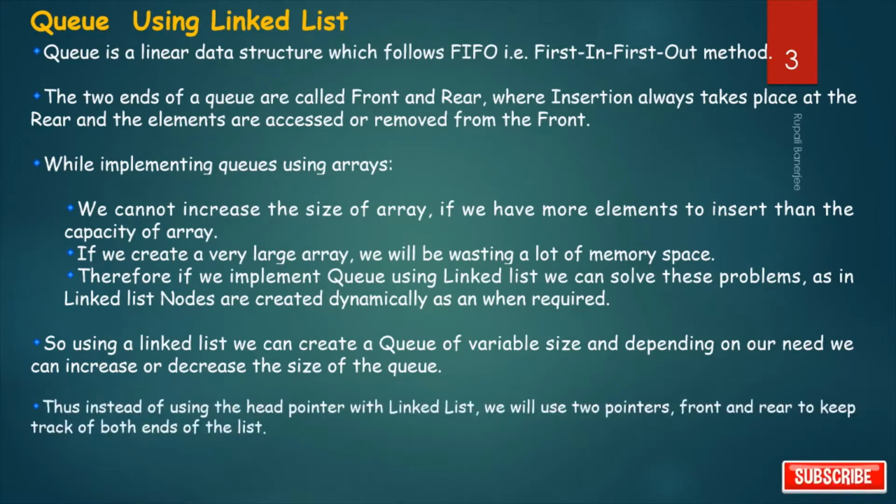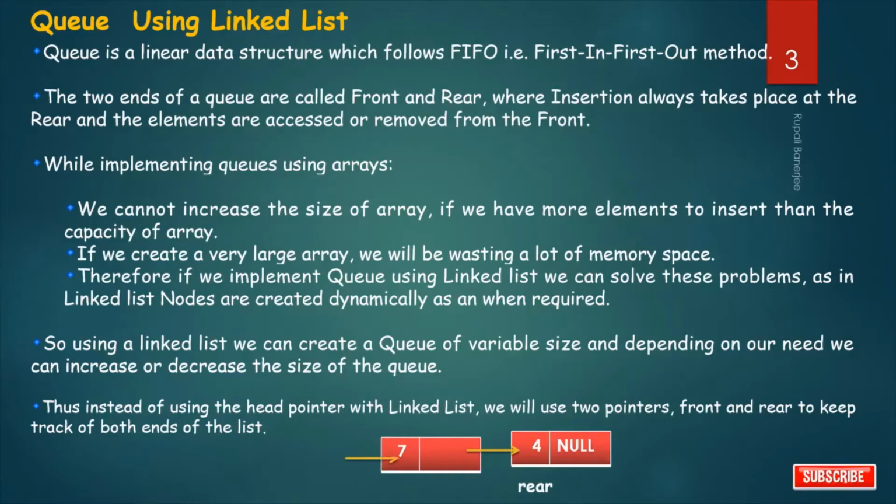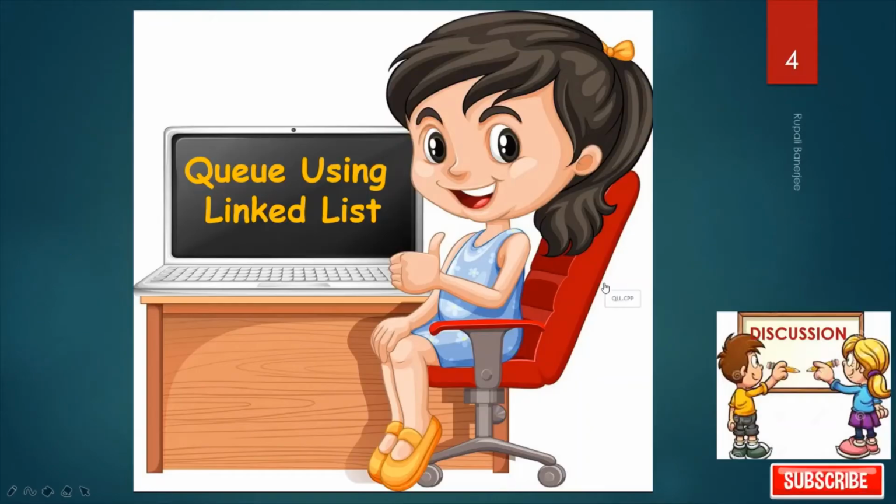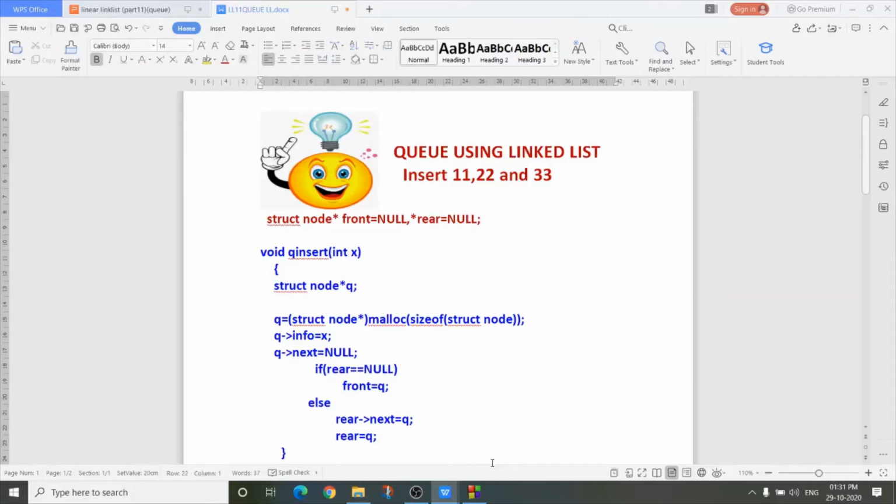Thus, instead of using the head pointer with linked list, we will use two pointers, front and rear, to keep track of both ends of the list. So, rear end is our inserting end and front end is our deleting end. Queue using linked list. See the discussion. I want to insert these nodes 11, 22 and 33 in queue.